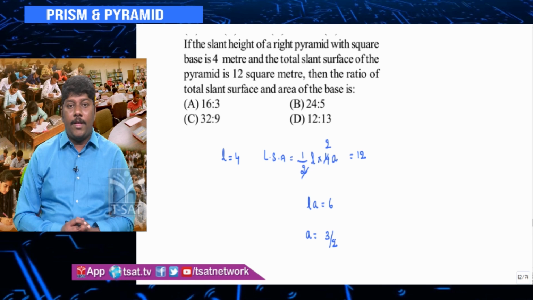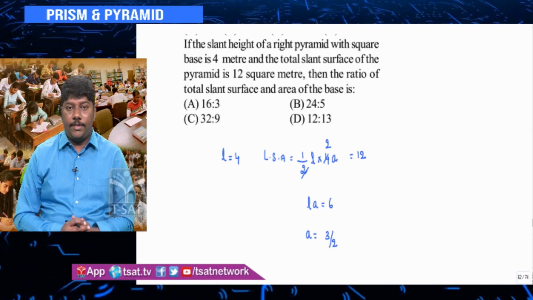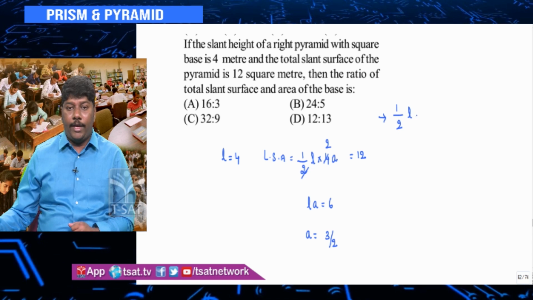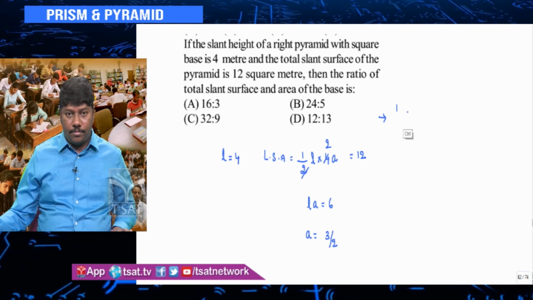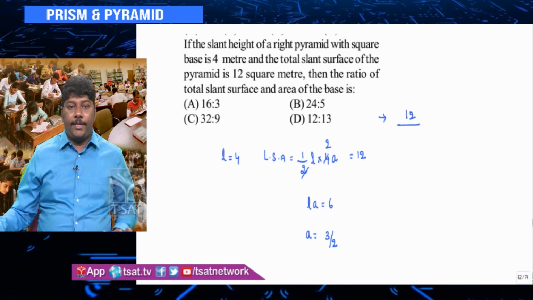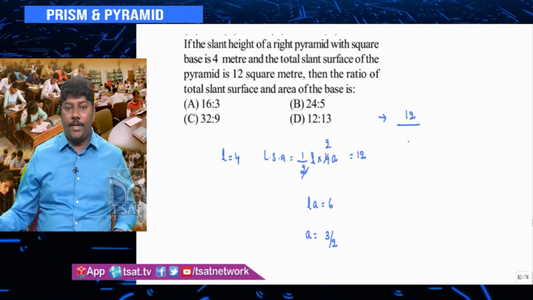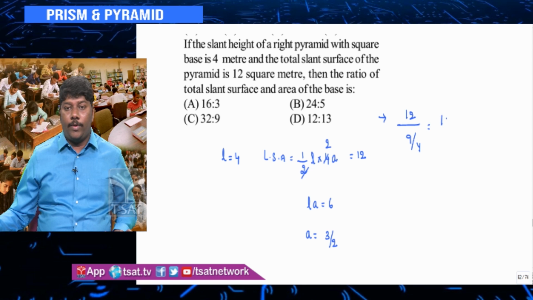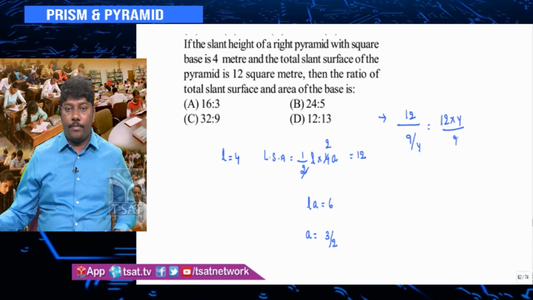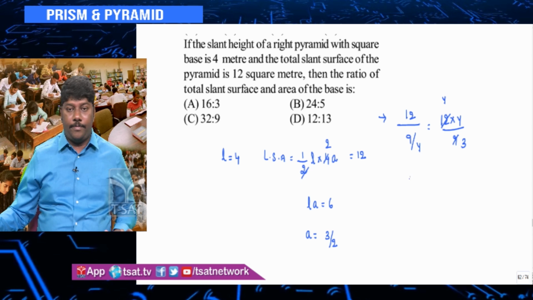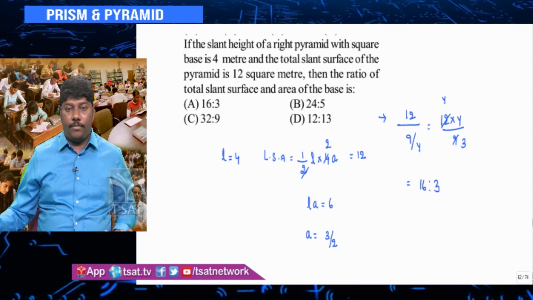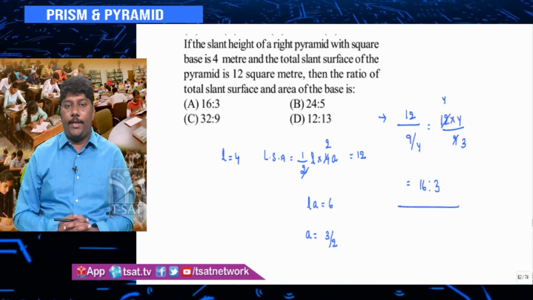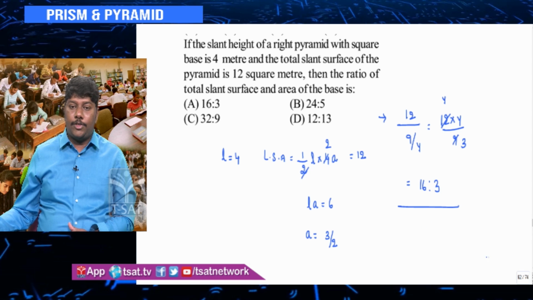See what he is asking you there. The ratio of the total slant surface means slant surface is half into l into a, that is 12, it is already given, by the base area. So, what is base area? It is a square, square area, right. So, it is 9 by 4. So, it becomes 12 into 4 by 9, 3s are 4s are, 16 is to 3. Total slant surface area means lateral surface area, base area is a square area here. Let's look at the next one.